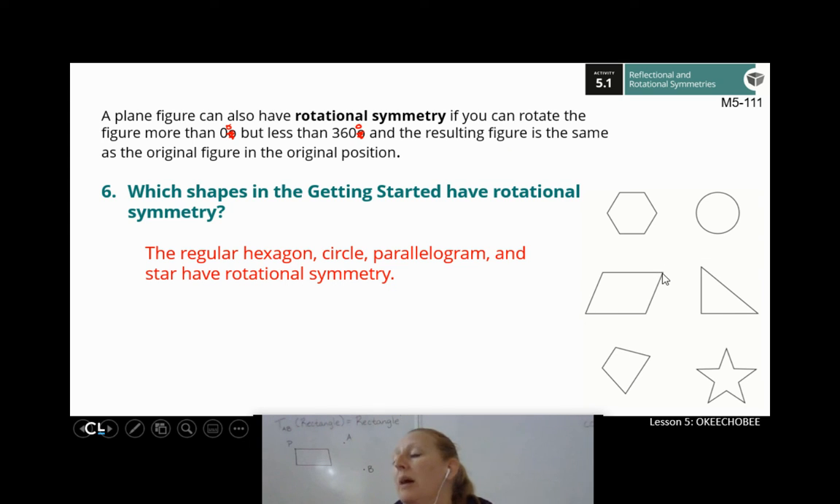My parallelogram, I can actually do a full 180 rotation, and it would be right on top of itself again. And of course, my lovely star does rotate onto itself pretty quick here, more than 0 and less than 360. The others didn't work. For my isosceles trapezoid, I had to go full 360. That's not rotational symmetry. That's too much. For my scalene right triangle, again, I would have to rotate a full 360 degrees, so it doesn't have rotational symmetry. It has to be less than that.